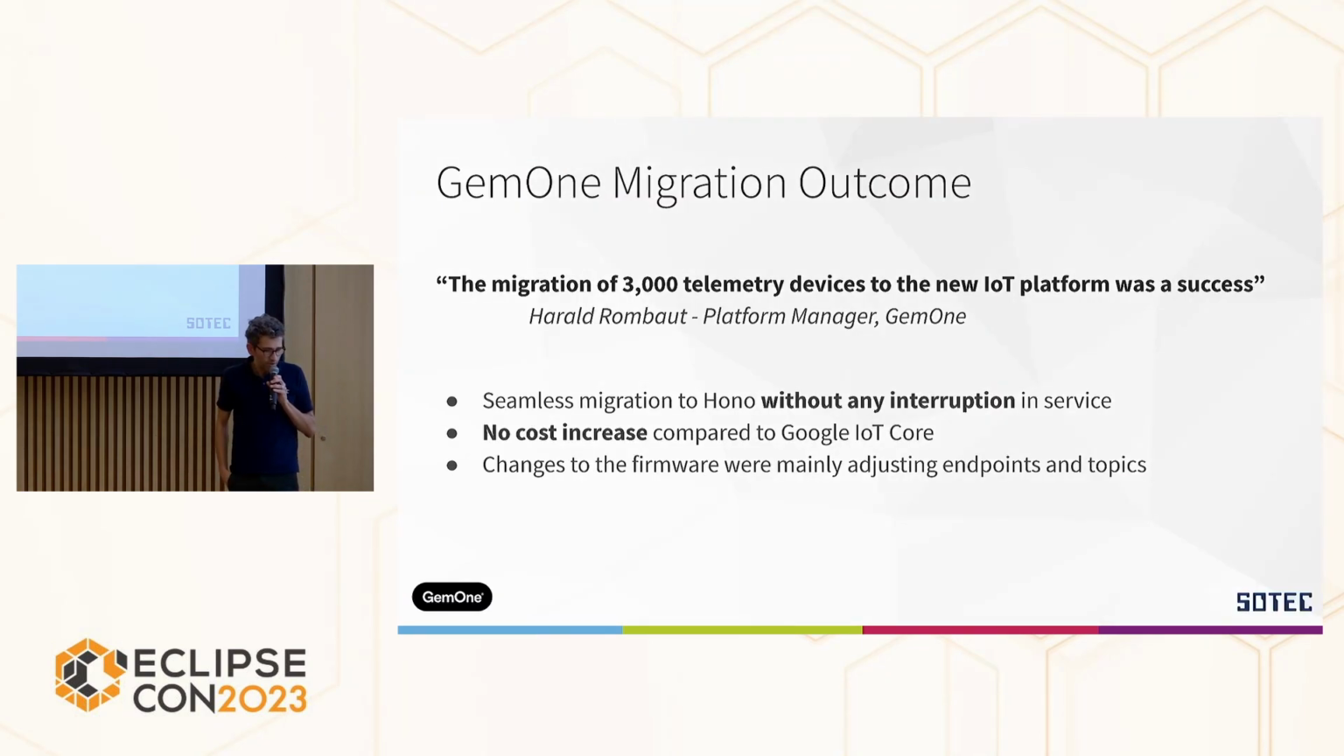What was the outcome for Gem1? A nice quotation from the platform manager: the migration of 3,000 telemetry devices to the new IoT platform was a success. They didn't have any interruption, they had no cost increase, and firmware changes were mainly limited to adjusting some endpoints and topics.